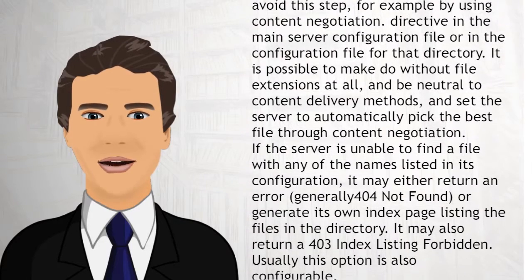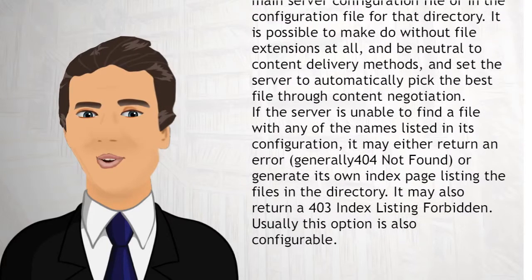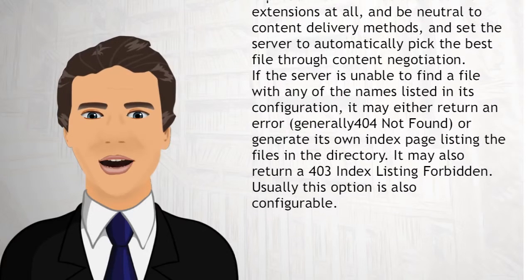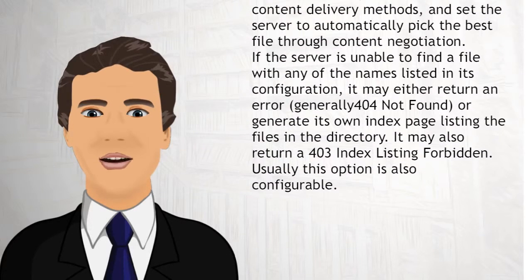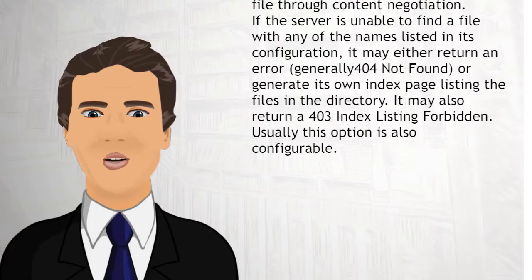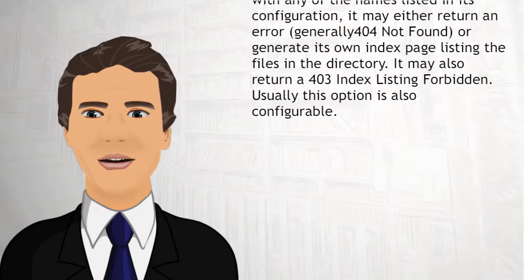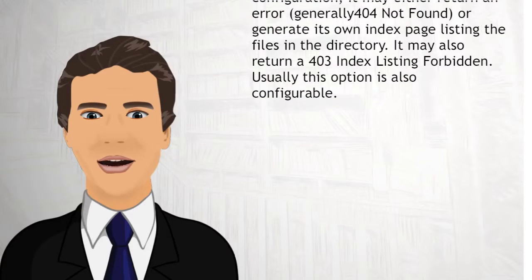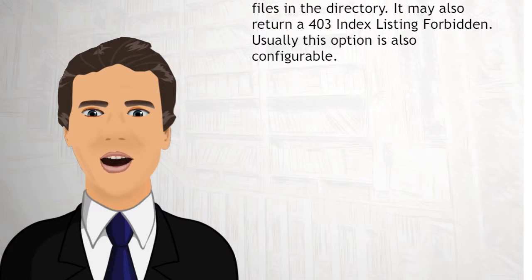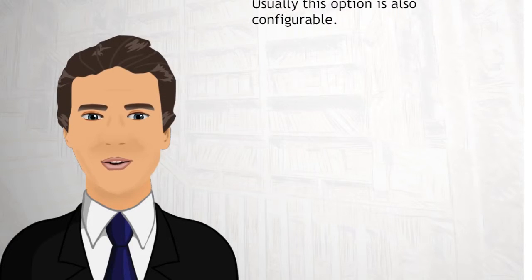It is possible to make do without file extensions at all, and be neutral to content delivery methods, and set the server to automatically pick the best file through content negotiation. If the server is unable to find a file with any of the names listed in its configuration, it may either return an error, generally 404 not found, or generate its own index page listing the files in the directory. It may also return a 403 index listing forbidden. Usually this option is also configurable.